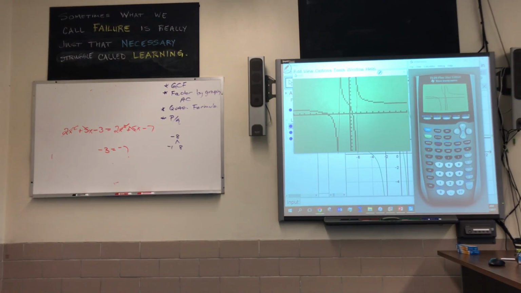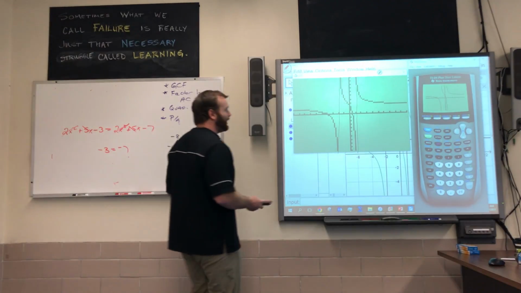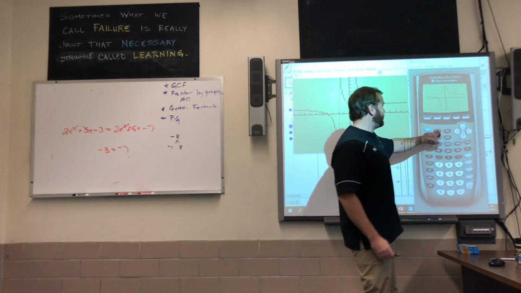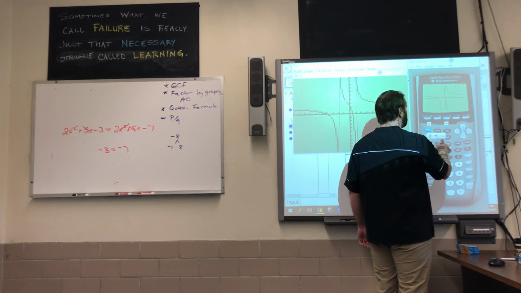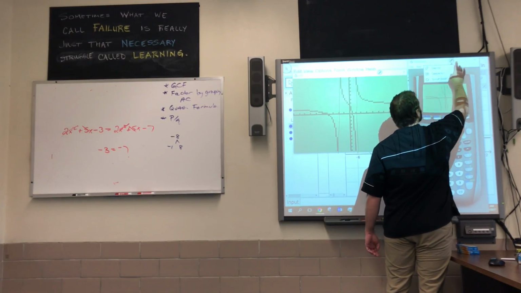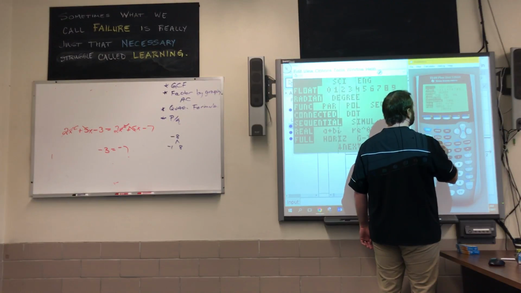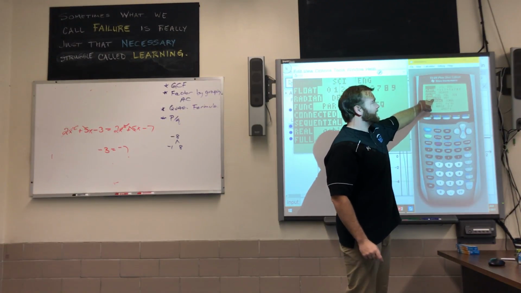They look like the asymptotes, right? Okay. You can treat them as the asymptotes, but they're not really asymptotes. What your calculator is doing is that if you go to mode here, you go down here, see where it says connected?